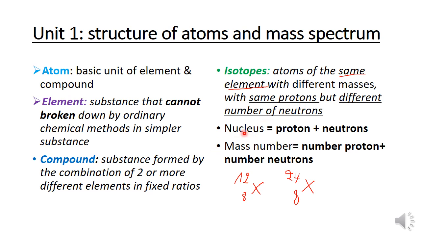Then, in the nucleus we have protons and neutrons, and mass number is equal to proton plus neutron. You know the formula. If you have it like this, with Z, this is the atomic mass, whereas this is the atomic number. A, the mass number, is equal to proton plus neutron.